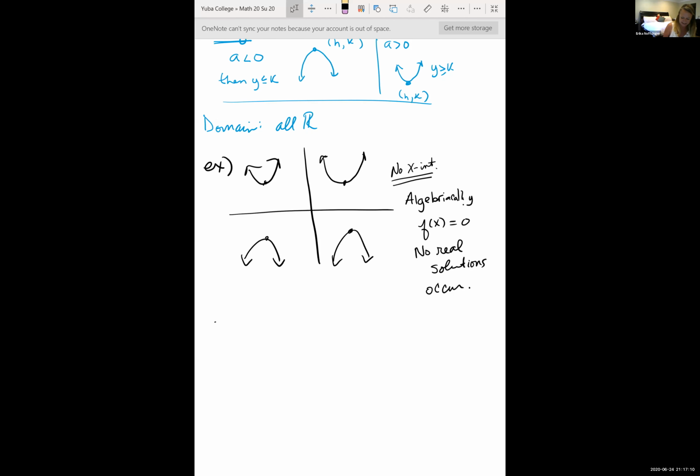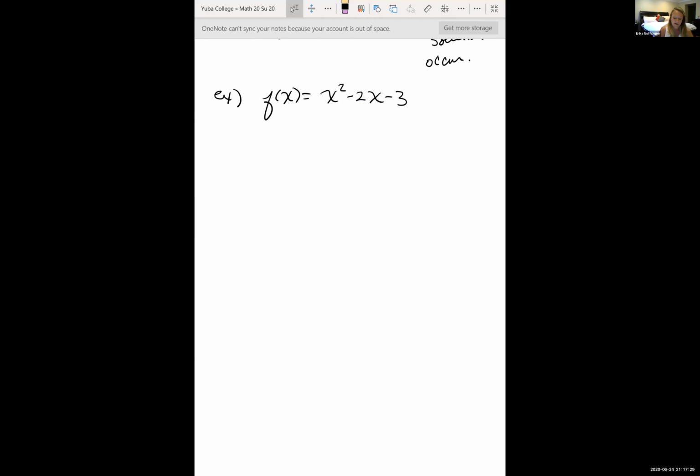Okay, so let's look at an example. Let's say you had f of x is equal to x squared minus 2x minus 3. I haven't given you the formula other than the equation being in vertex form to be able to tell what the vertex is. And so if we want to find the vertex, let's say part A was find the vertex.